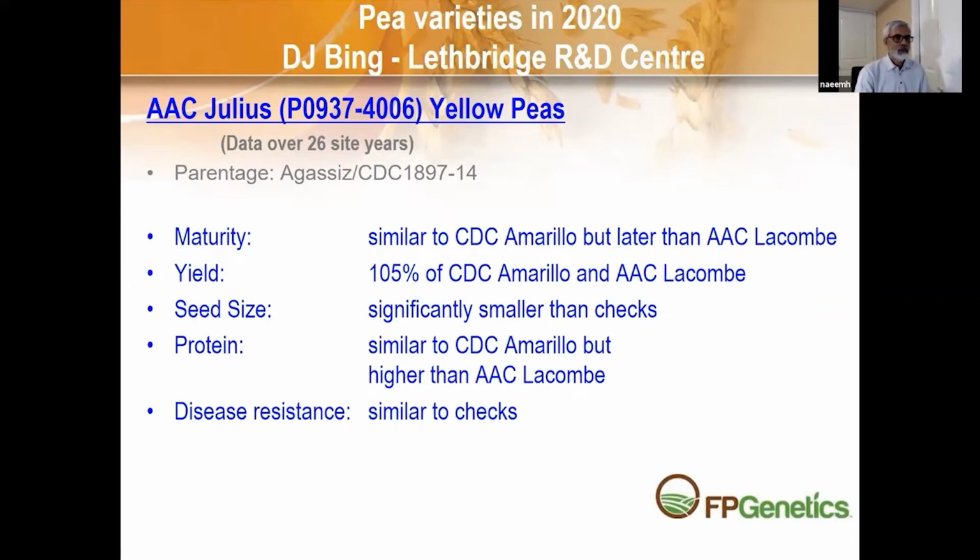In terms of maturity, it's similar to CDC Amarillo but later than AAC Lacombe. It has a 5% yield advantage. Seed size and seed protein are fairly similar to checks. It has a higher protein than AAC Lacombe. Disease resistance is similar to checks.